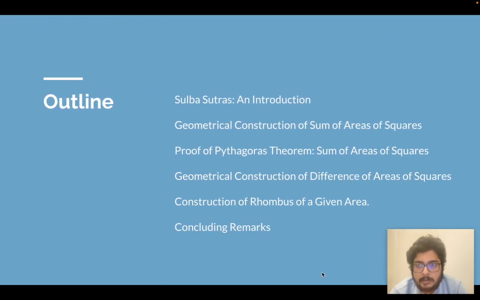So, the outline of this lecture is going to be roughly a very short introduction on Sulba Sutra because I had already discussed it in the earlier lectures. Then we are going to discuss the topic of geometrical construction of the sum of areas of squares and an elegant proof of the Pythagoras theorem through the same concept. Then the geometrical construction of the difference of the areas of squares and the construction of a rhombus on a given area. And then we are going to conclude this lecture and also the geometrical constructions in Sulba Sutra series.